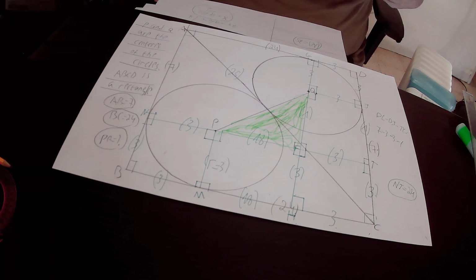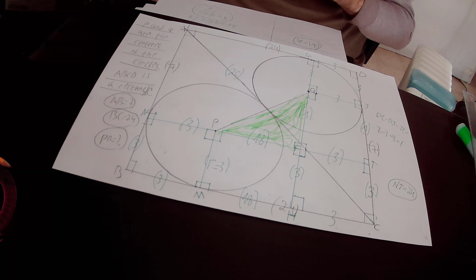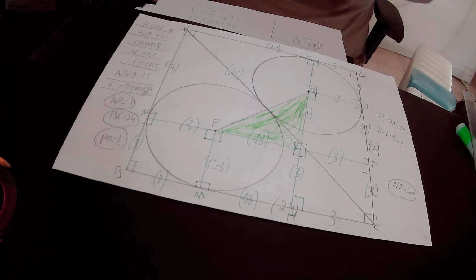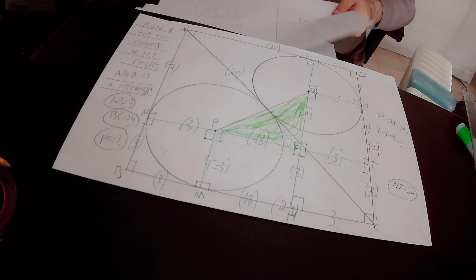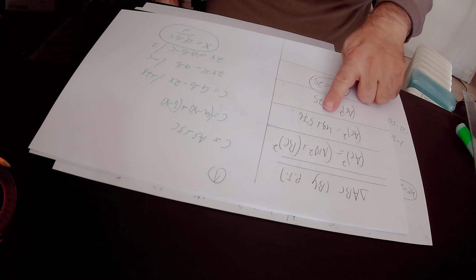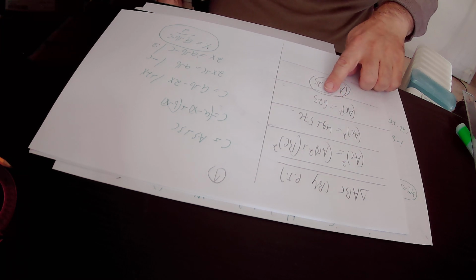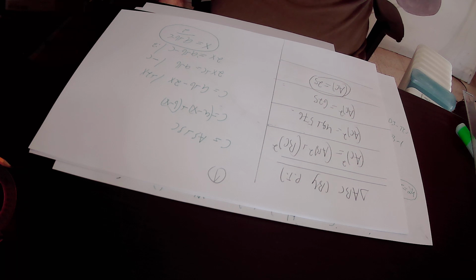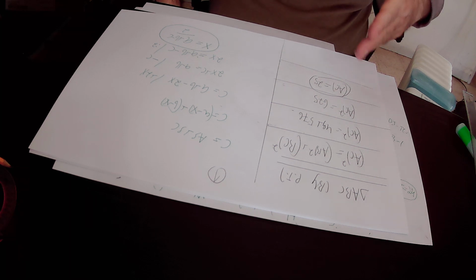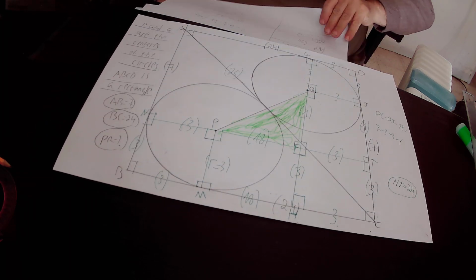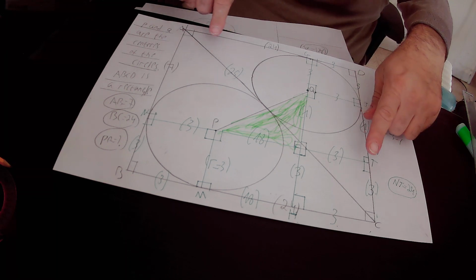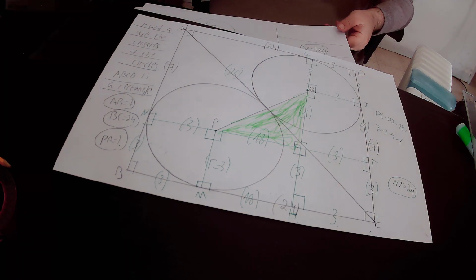So AC square, that is the square of the hypotenuse, equals AB square. AB is 7, therefore AB square is 7 squared, that is 49, plus BC square. BC is 24, therefore BC square is 24 squared, that is 576. So AC square equals 49 plus 576, that is 625. We took the root of this equation and found that AC equals the square root of 625, that is 25. So the length of the hypotenuse AC of the right triangle ABC is 25 units.